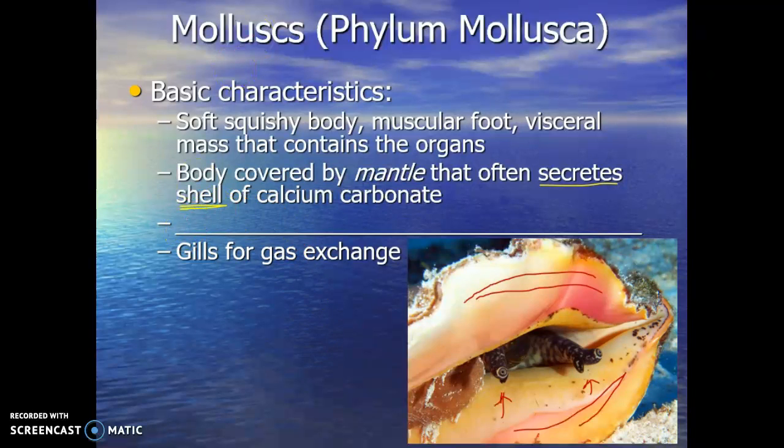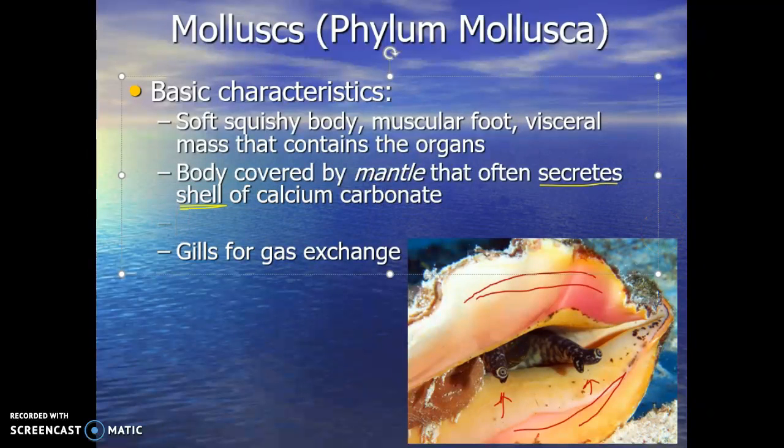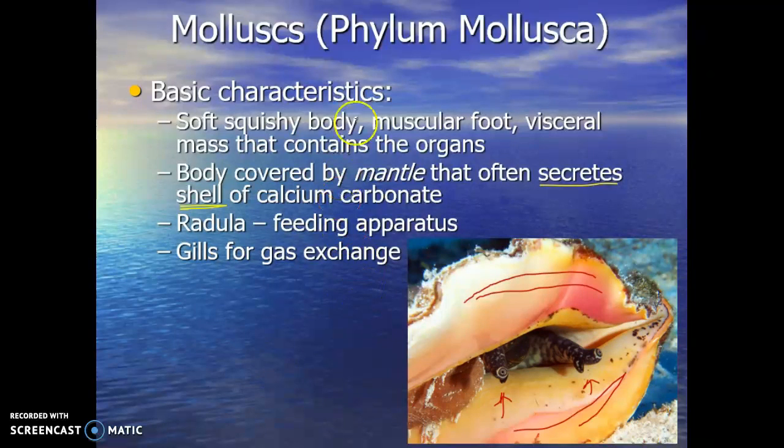And the vast majority of mollusks, not all, there's actually one group that does not have this, have a structure called the radula. This is their feeding apparatus. Pretty cool little apparatus. When we talk about different mollusks, we'll talk about the radula and how it works. And then the mollusks use gills for gas exchange. Okay, so these are our big basic features and characteristics of the marine mollusks.